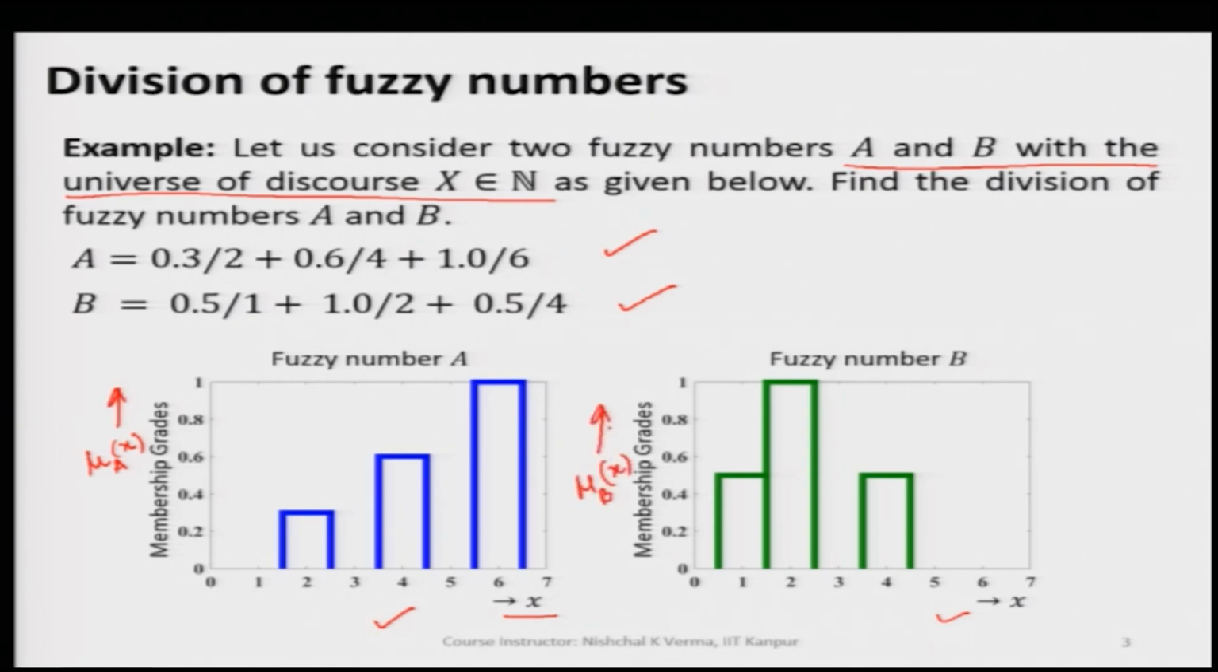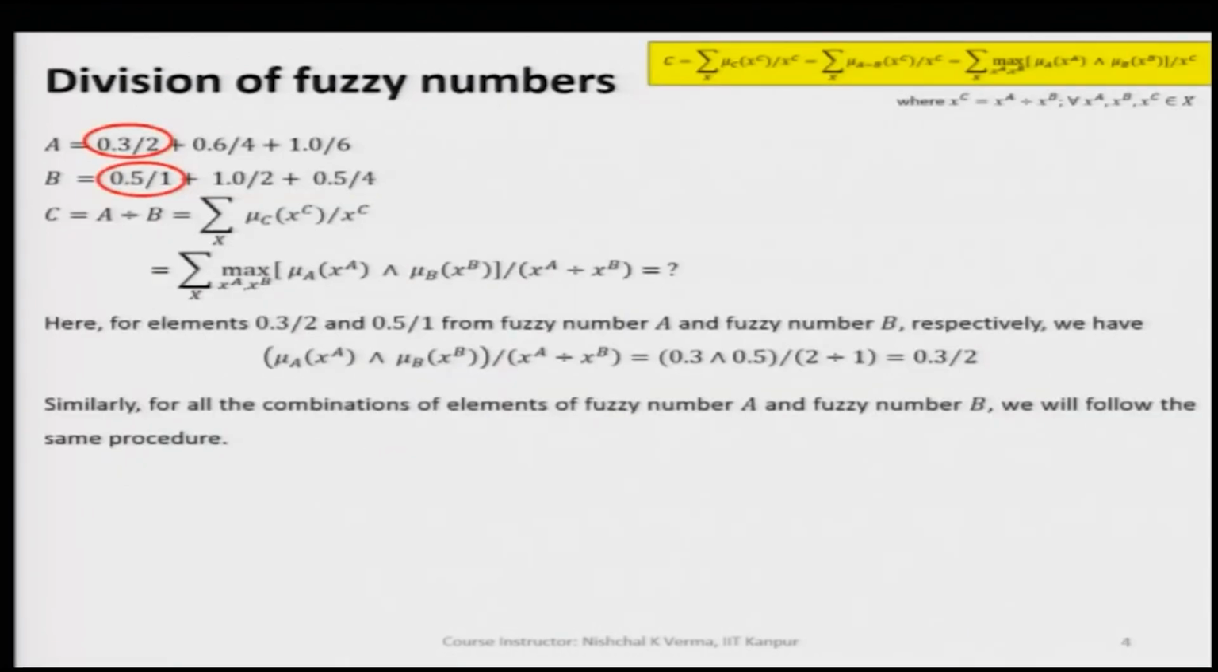So, these two fuzzy numbers are shown, and these two fuzzy numbers are discrete fuzzy numbers. Let us see how we proceed for the division of A by B, and this is going to result in another fuzzy set which is C.